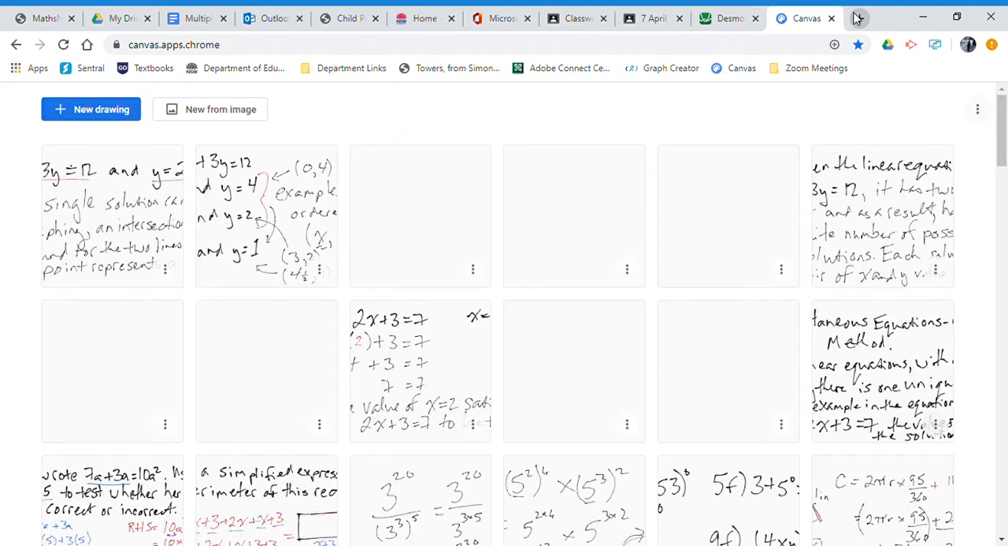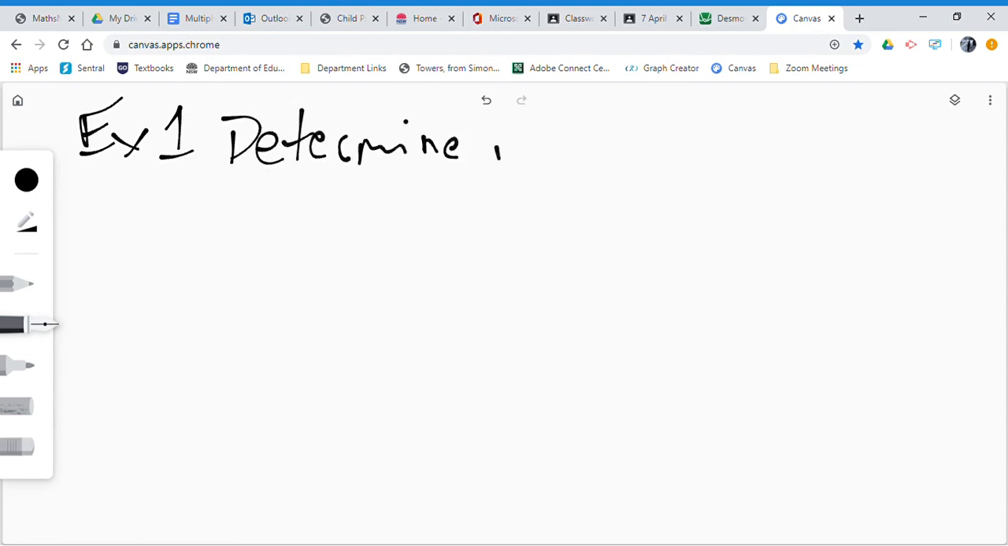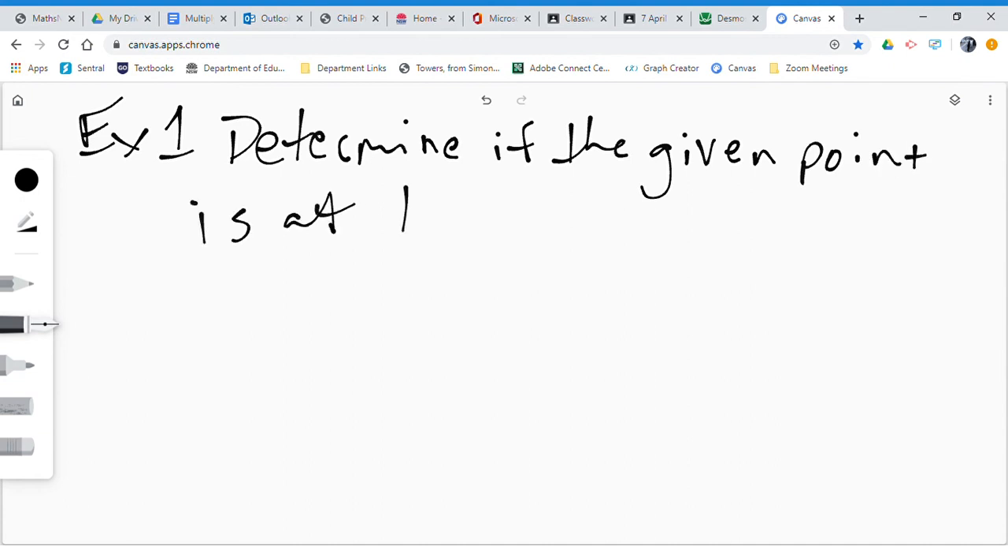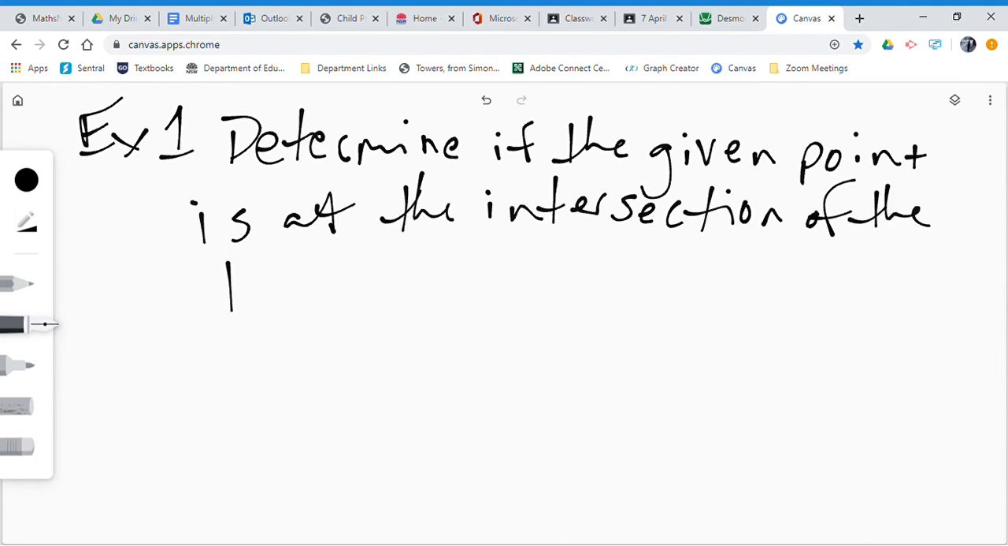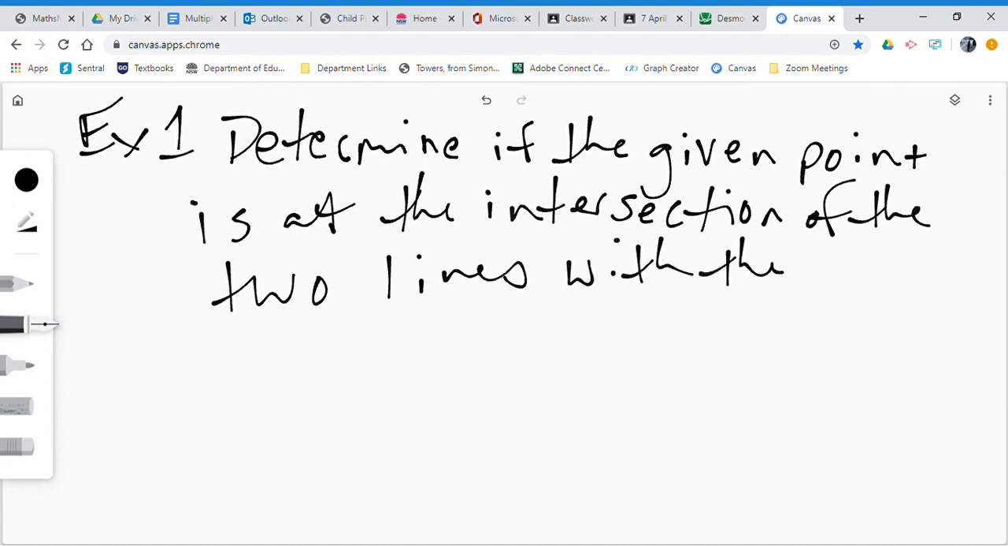So for my first example, I'm going to determine if the point of intersection of 2 lines is through a given point. So example 1, and I'm going to do 2 examples like this. Example 1: determine if the given point is at the intersection of the 2 lines with the given equations.